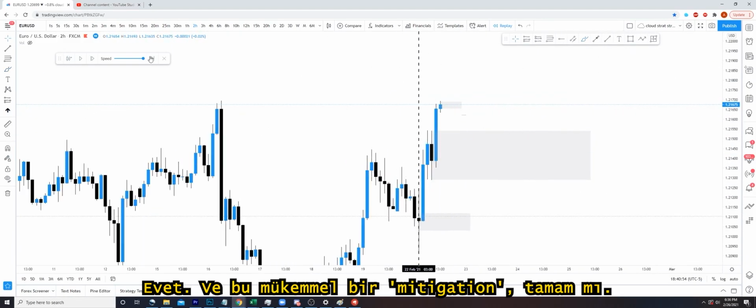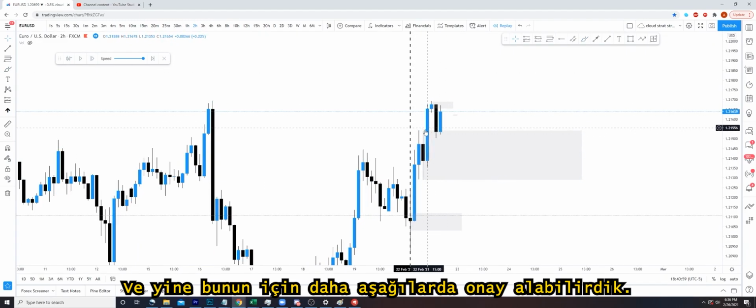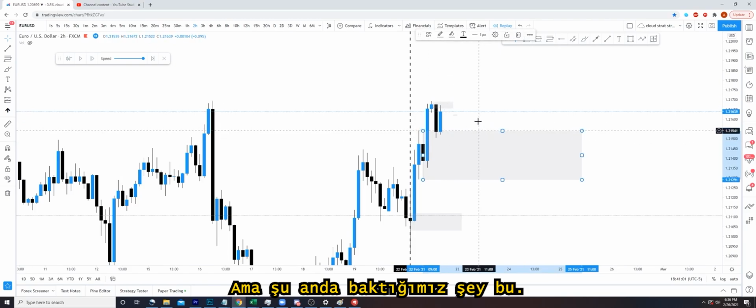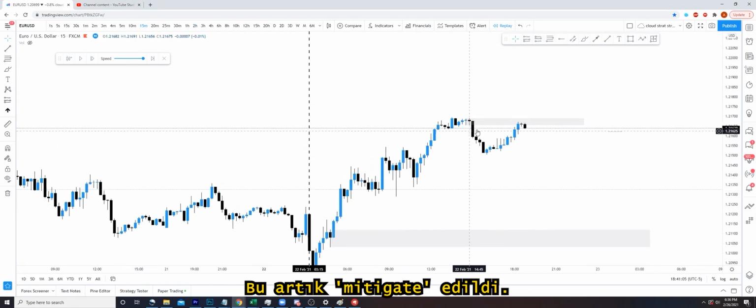And I believe price then goes and tests it, right? And that's perfect mitigation, okay? That counts as mitigation. And again, we could have had confirmation for that lower, but that's not what we're looking at right now. Now we're going to get back to the 15-minute, and you can see this area we had here.